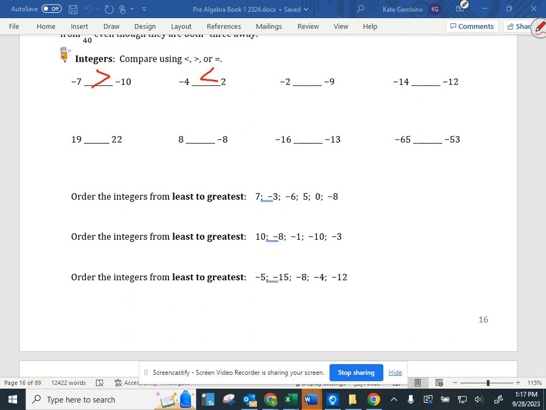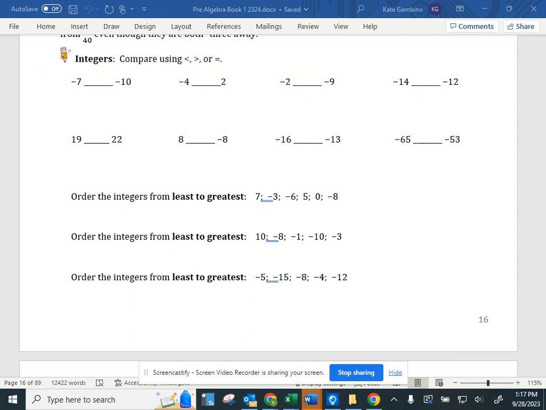Let's do one more. -2 is greater than -9. It is a warmer temperature. It is a bigger number. You're going to do the rest on your own.